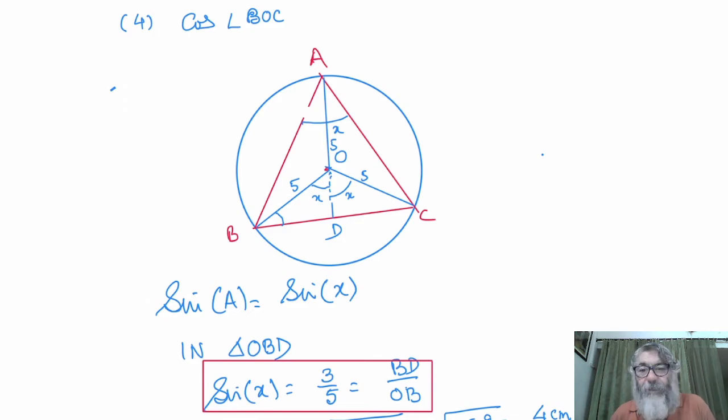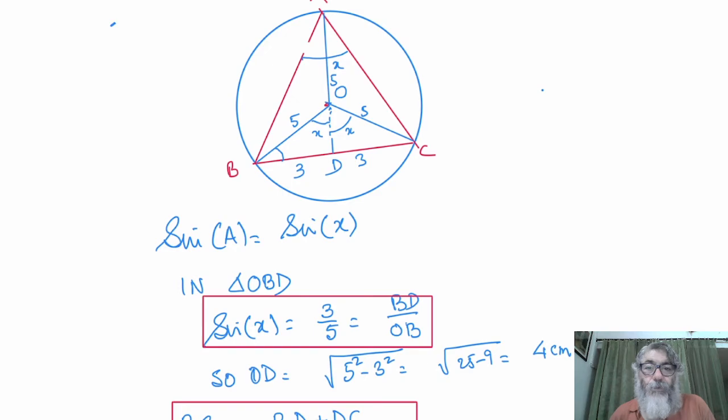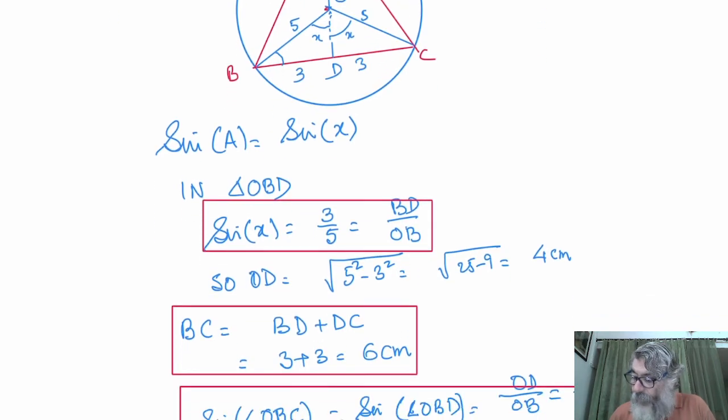So x is equal to angle A. So sine of angle A means 3 upon 5. That means this is 3 and that is 5. So this is also 3 because the perpendicular from the center to a chord bisects the chord. And by that method we calculated the value of OD as 4 by applying Pythagoras theorem, and we were able to get the value of BC as BD plus DC, 6 centimeter. Then we wanted to find the sine of angle OBC, which came out to be perpendicular upon hypotenuse, 4 upon 5.